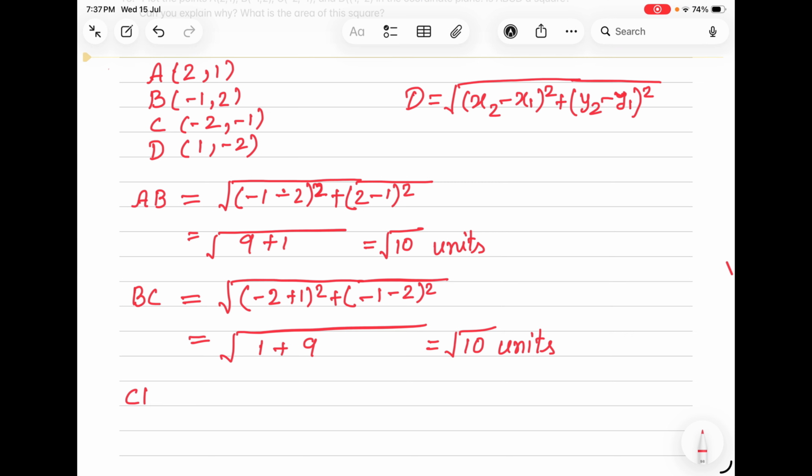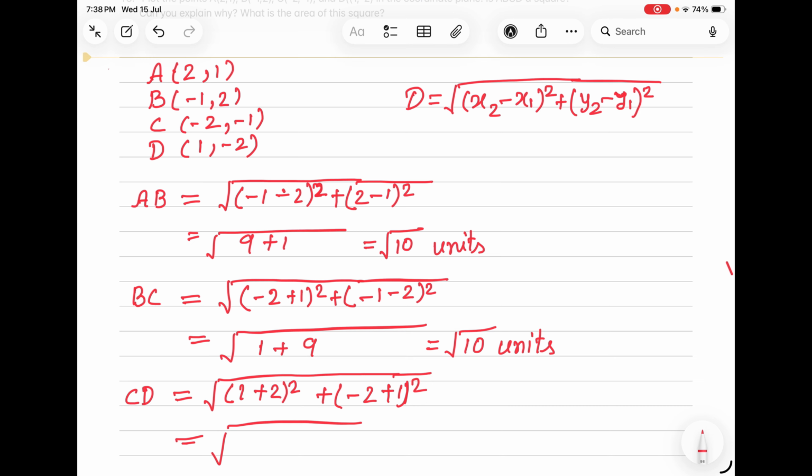Next CD. C and D points are given. So (1 plus 2) whole square plus (-2 plus 1) whole square equals 1 plus 2 is 3, square 9, plus (-2 plus 1) is -1, whole square 1. That equals square root of 10 units.